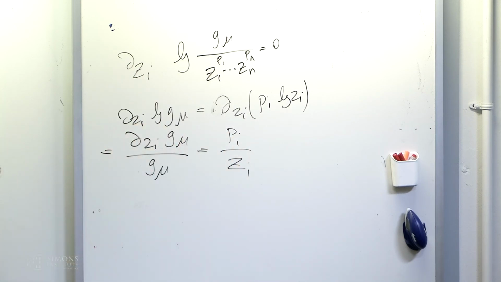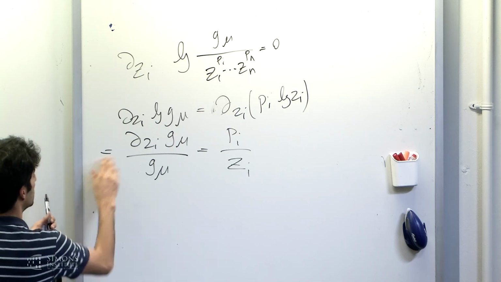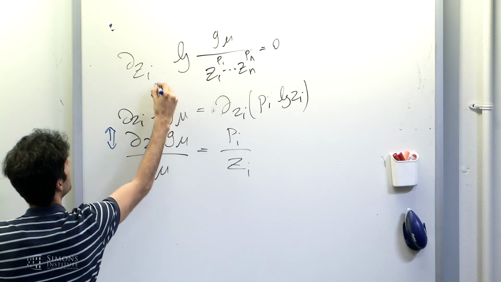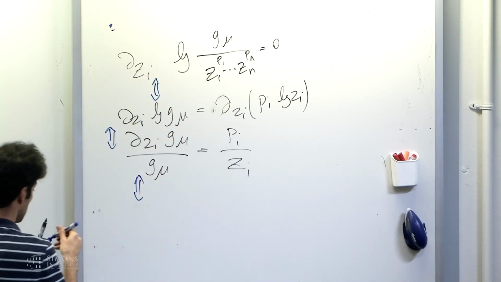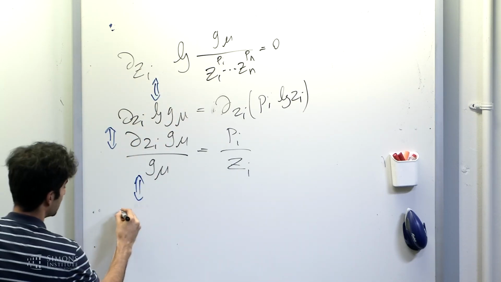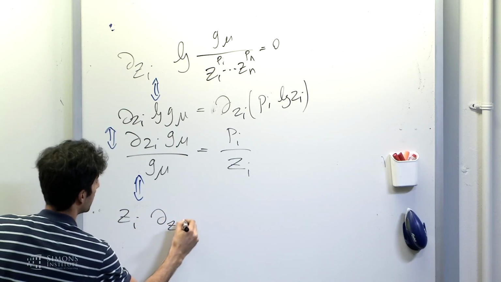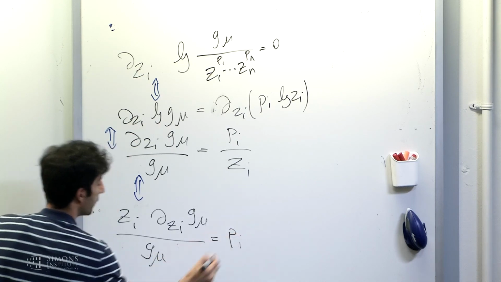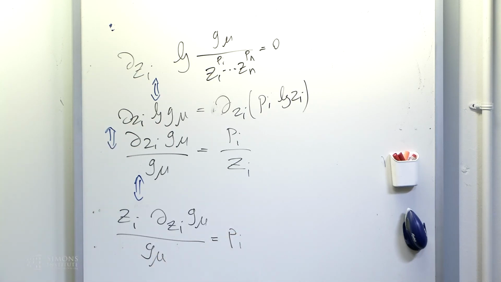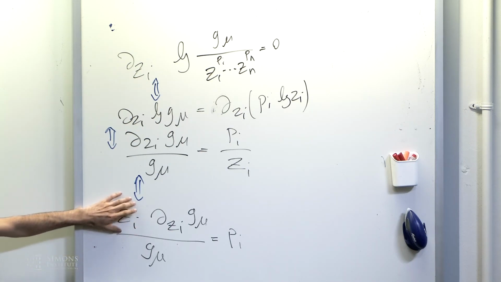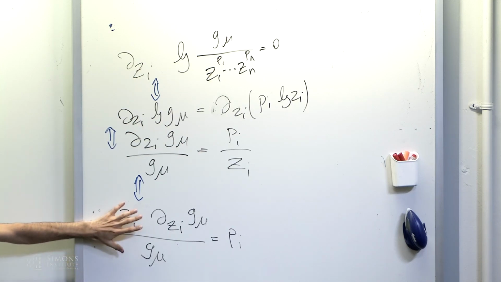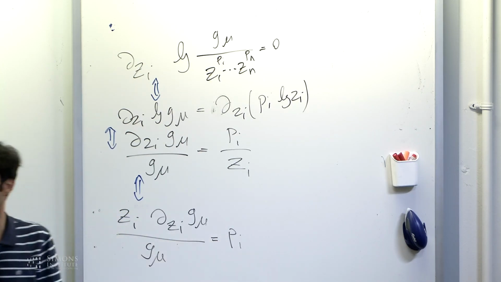This is really partial zi of g mu over g mu must be equal to pi over zi, just doing the derivative of the log. This is equivalent to zi times partial zi of g mu over g mu is equal to pi. And what is this? The numerator is exactly the generating polynomial of all subsets that contain the element i. This is the generating polynomial of everything. So this is exactly the marginal probability of i. It has to be equal to pi.